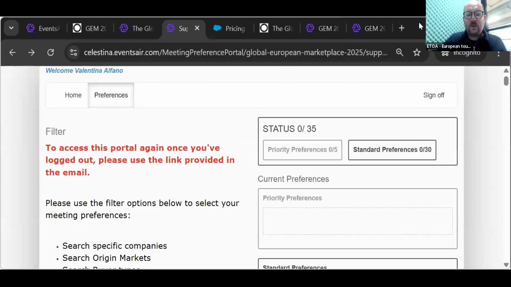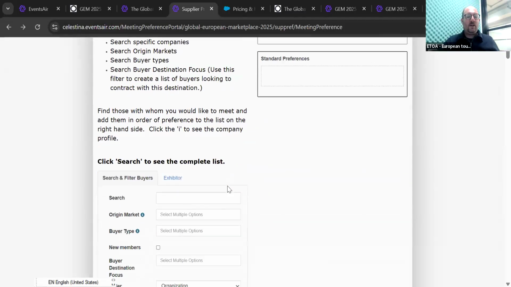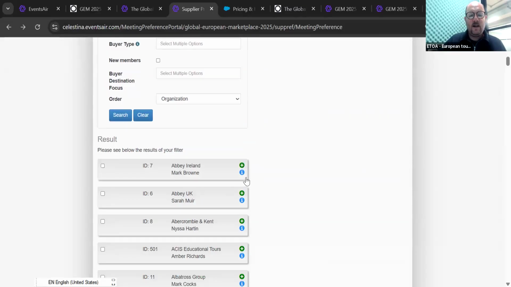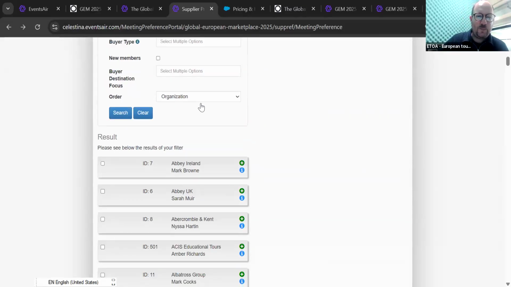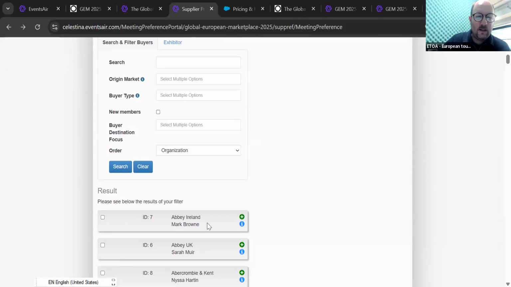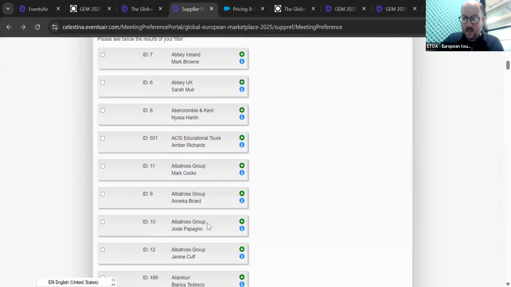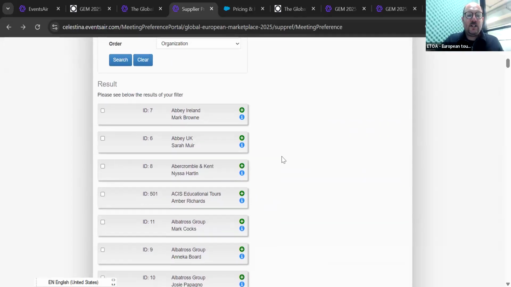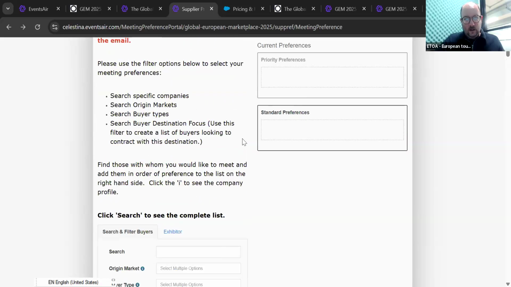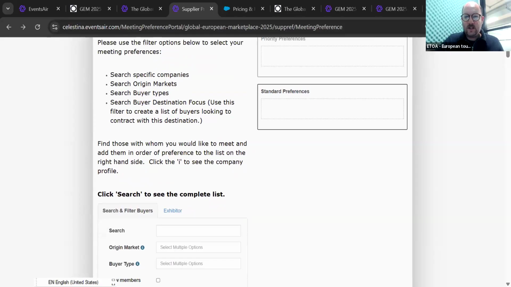Then in a few weeks, we'll be launching the preference-based submissions. So on here, you'll log in. Once everybody has fulfilled their agendas, you'll be able to apply different filters with regards to who you want to meet and start building your preferences based on those attending. By the time we get there, this will look a lot better because we'll have company logos and pictures and a lot more detail on the agendas, but it's a very simple process of copying them over onto your priority or standard preferences, and then we use those to build your agenda as we go.